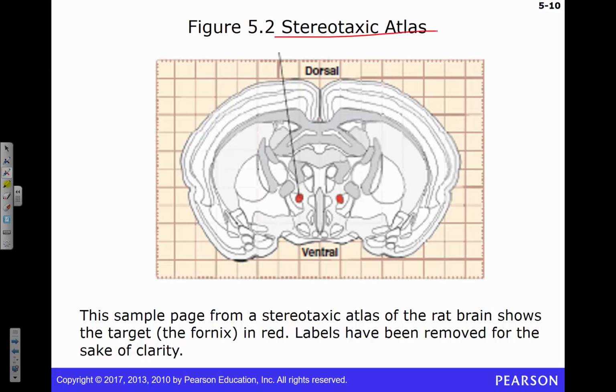This is a picture from a stereotaxic atlas, just to give you an idea. It's marked off in grids. Let's say you want to hit a particular area. This is called the fornix. Doesn't really matter what it's called, but you can find that location. There's your X and Y, and if you want to know your Z-plane, it'll actually have a number printed down here at the bottom corner.